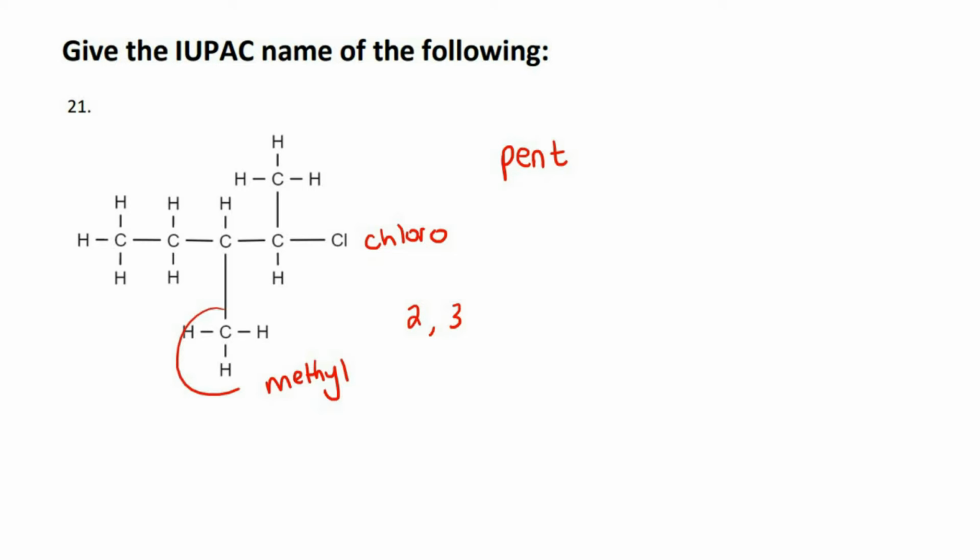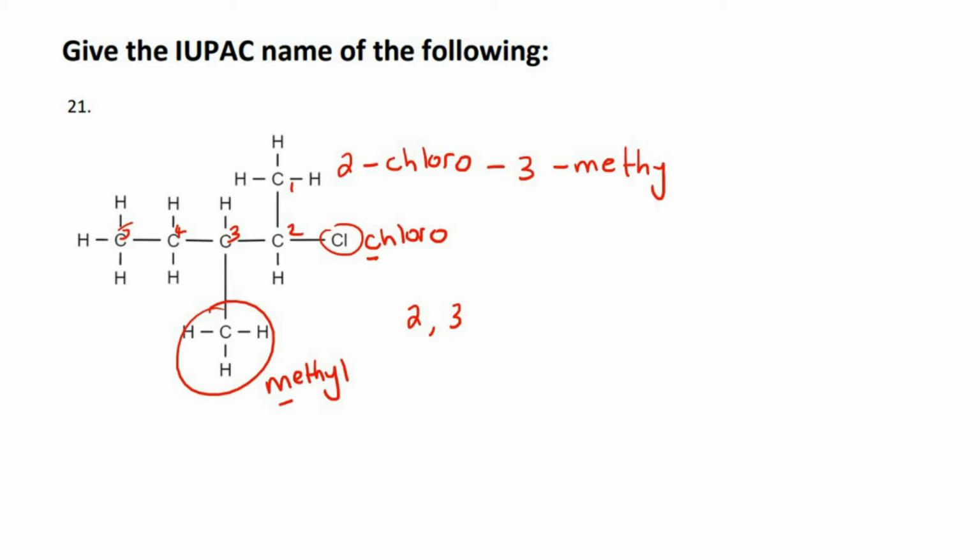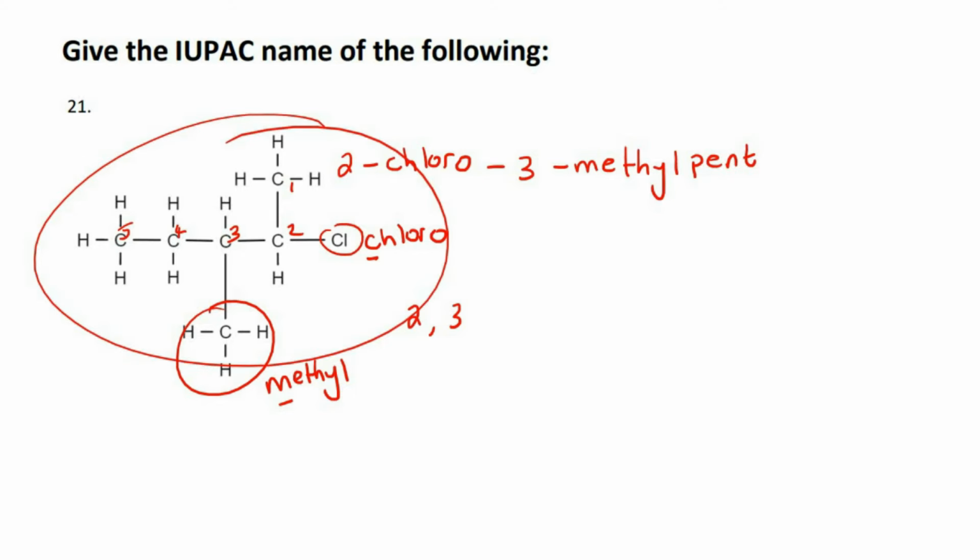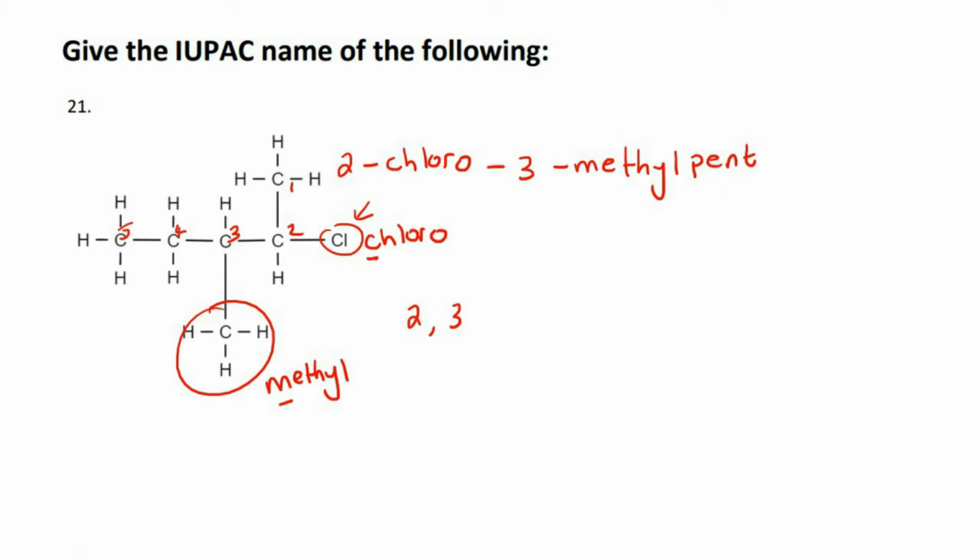So we are going to name it from this side here. So that's 1, 2, 3, 4, 5. Now, you have to go alphabetically. So C is before M. So you are going to say that on carbon number 2, there is a chloro. And then on carbon number 3, there is a methyl. And then how many carbons did we say? 5. So that's pent. Now, this is a haloalkane because it's got the halogen. Haloalkanes just have the same ending as a normal alkane. And so that is the name. 2-chloro, 3-methyl pentane.